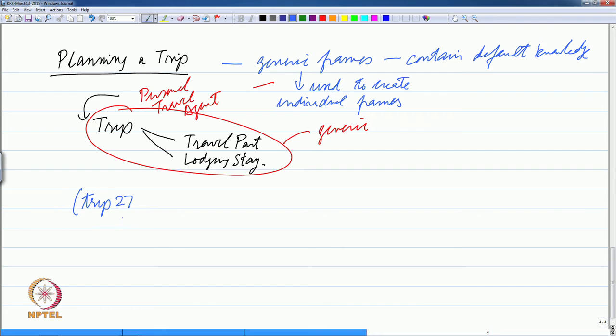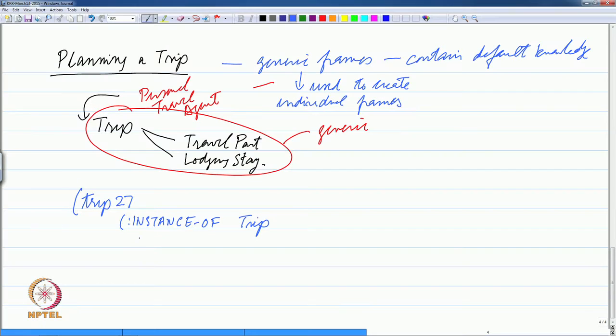The moment I say I want to create trip 27, I will start off by saying that it is an instance of trip, and the moment I say this, the system should create a first leg and point it to another individual frame which says travel, something like 27 first leg or something like that essentially.